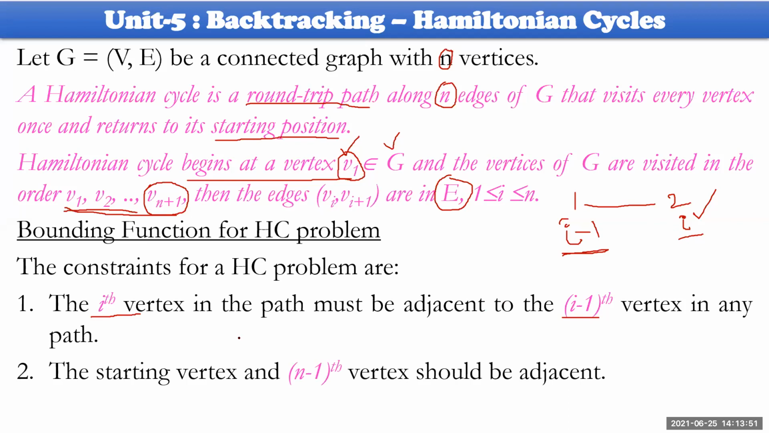The second will be: the n-1th vertex must be adjacent to the starting vertex. Sorry, the starting vertex must be adjacent to the n-1 vertex. Whichever starting vertex we have taken, the n-1th vertex must be adjacent to it. Only if it is, can the path be completed correctly. Let me draw. We will see the specific backtracking algorithm, how this could be done, while the problem is being taken.